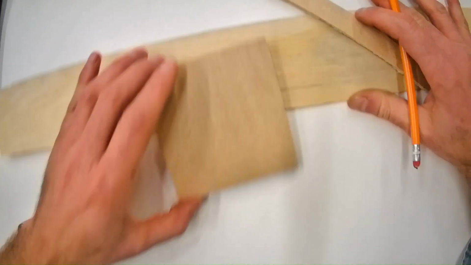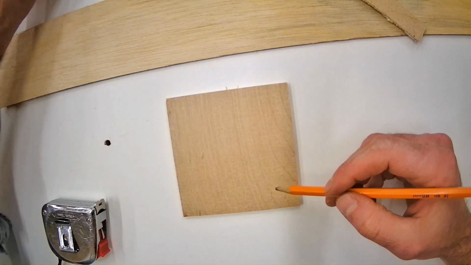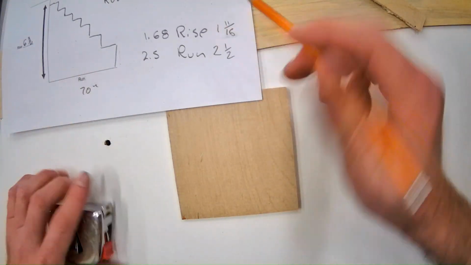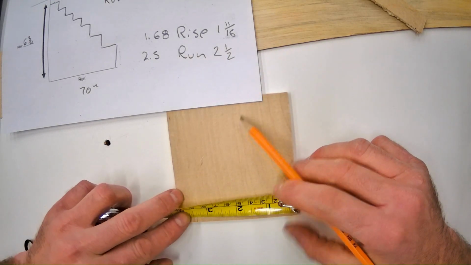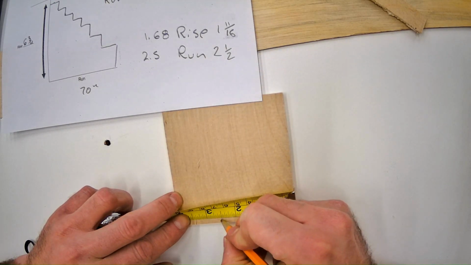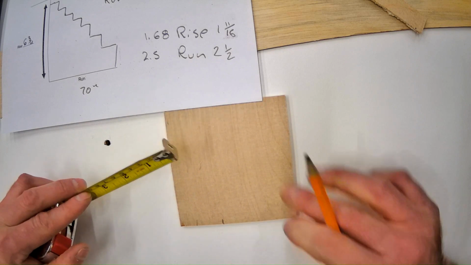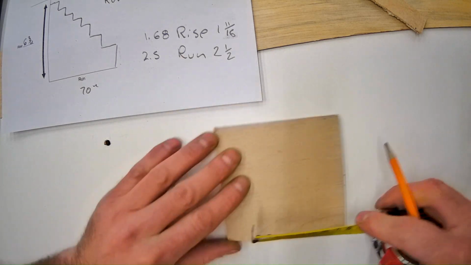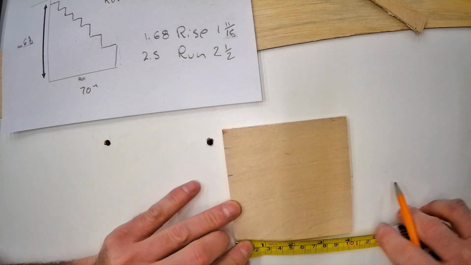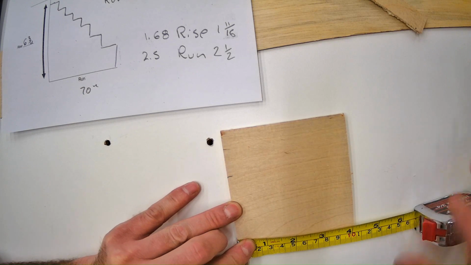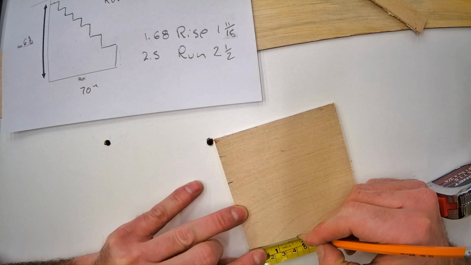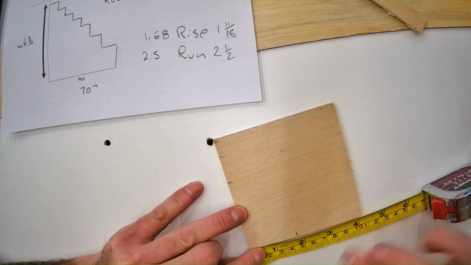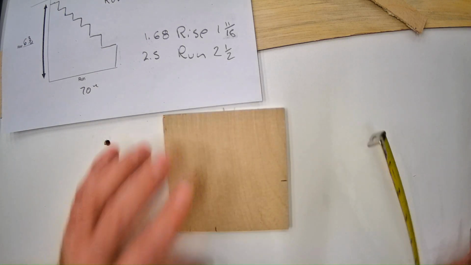So this corner is 90 degrees, so I'm going to lay out my rise and run, and I have it here. So the first thing I'm going to do is lay out my run at 2.5. So I'm going to take my tape and mark 2.5 inches. I'll now flip it around, and I'm going to do my rise this time. So I'll take my rise, and I am at 1 11/16, which is going to be right here. And now I have my 2 points.